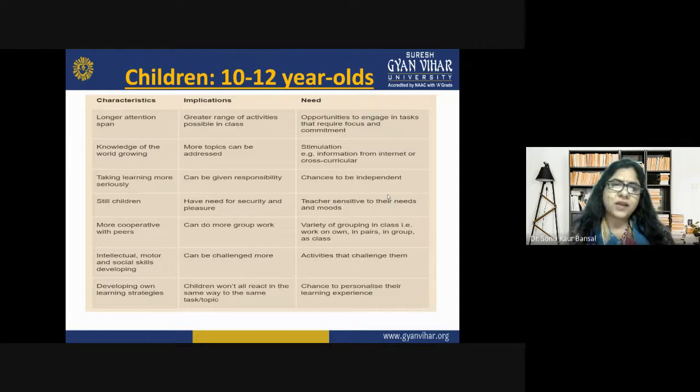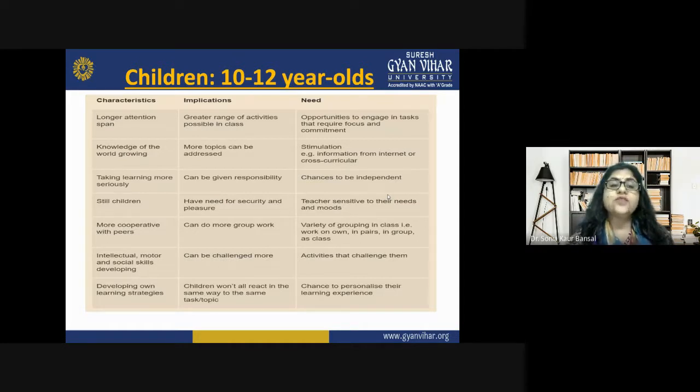Earlier they were easily distracted with the questions what, how, when. So these were the questions that kept distracting them. But now the longer attention span is there and a greater range of activities is possible in the class. So the need of this age is to give them opportunities to engage in tasks that require focus and commitment as well. It is very important for teachers to give them lots of opportunities so that they can do different tasks with more focus and requirement, and their adjustment level will also be improved.